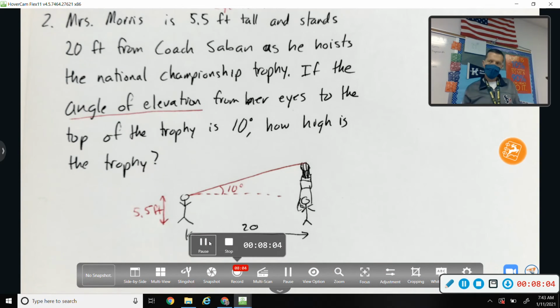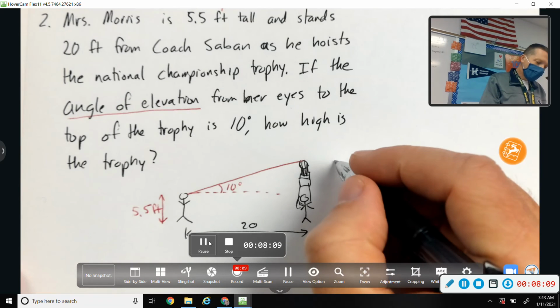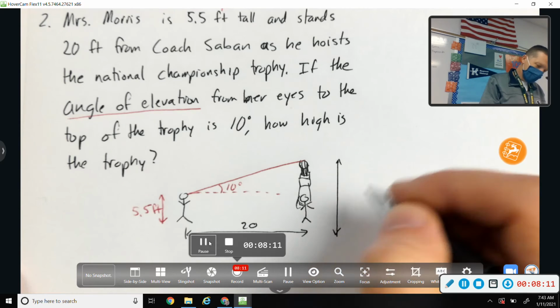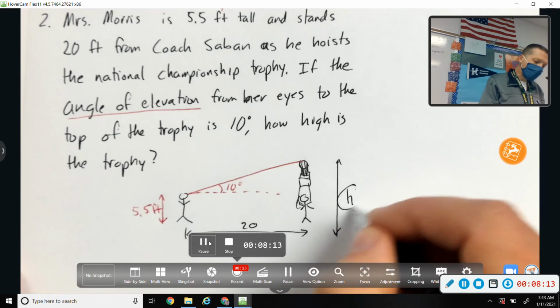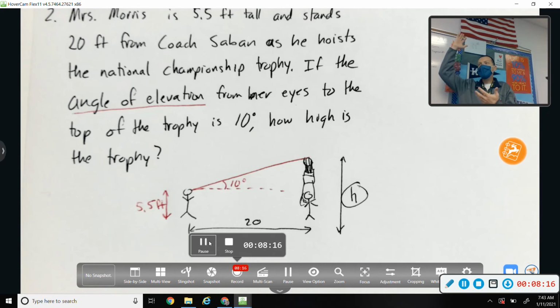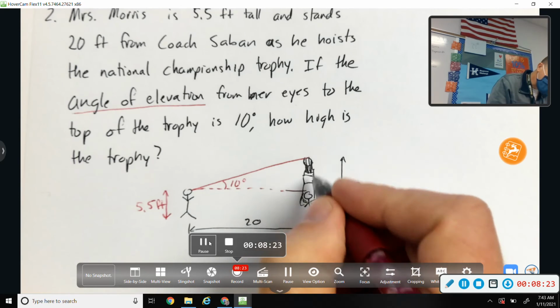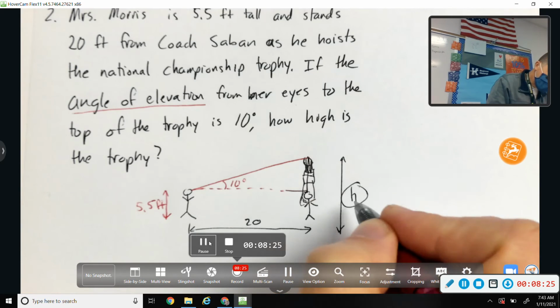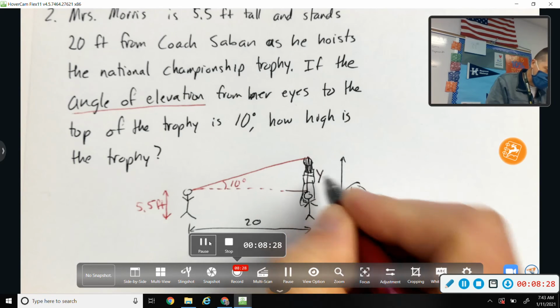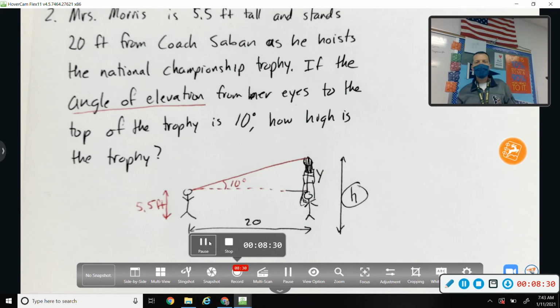Okay, then why does it matter if she's 5.5 feet tall? Well, because for how high the trophy is, you have to add her height, right? Yes. So the question we want is how high up in the air is the trophy? But this is like a 2-step problem, because what the triangle is going to help me find is, well, I'll use Y. Y would just be the distance from her eye level up to the trophy. But then we would need to add the 5.5 to that.